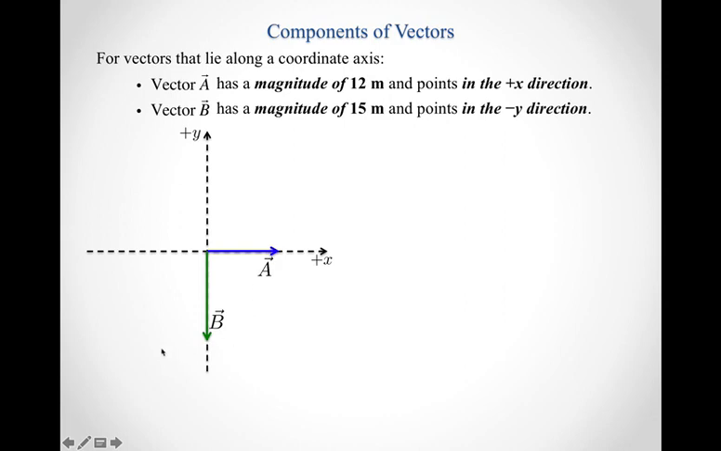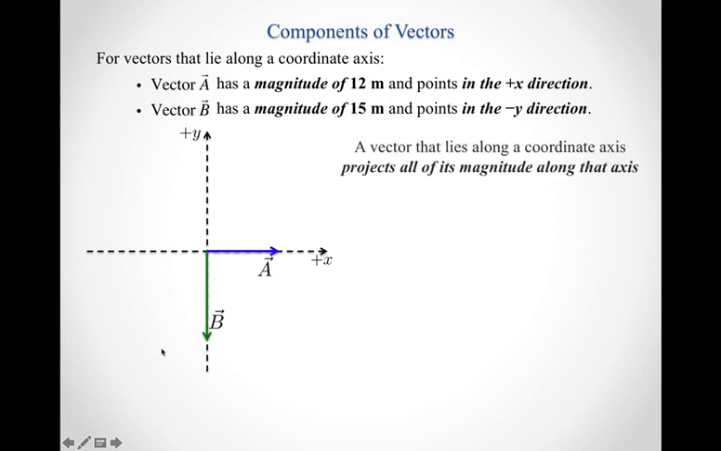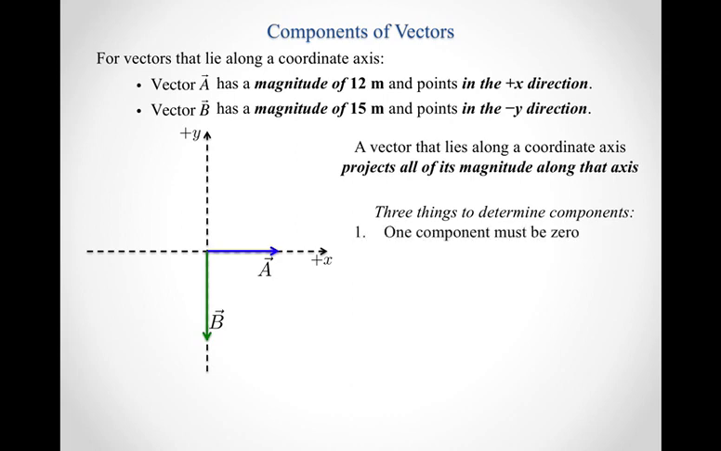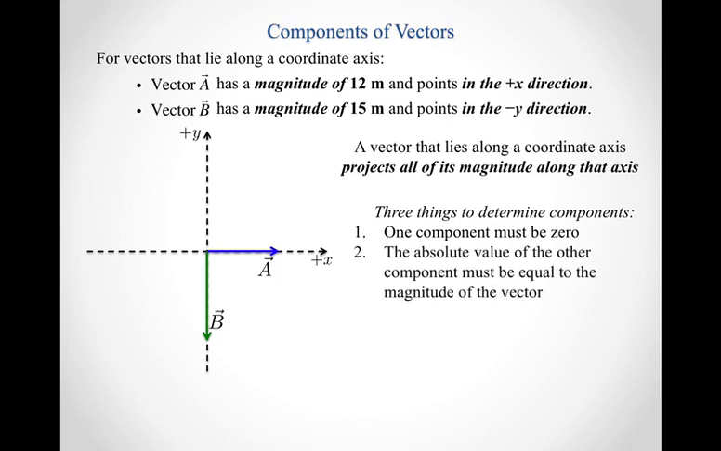What makes this situation a little bit easier is that if you have a vector that lies along a coordinate axis, what that means is all of its magnitude has to be projected along that axis. So in terms of thinking about three things to figure out the components for a vector that lies along a coordinate axis, the first thing we're going to do is figure out which component has to be 0. Then we know that the absolute value of the other component has to be the magnitude of the vector. So all that magnitude has to go in the non-zero component. And then the last thing we need to do is figure out what the sign of that non-zero component is.